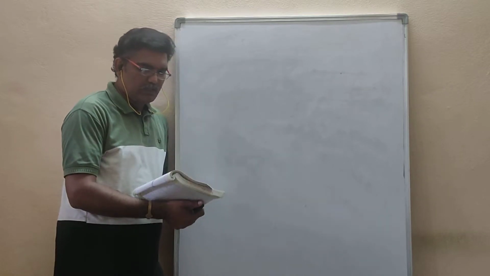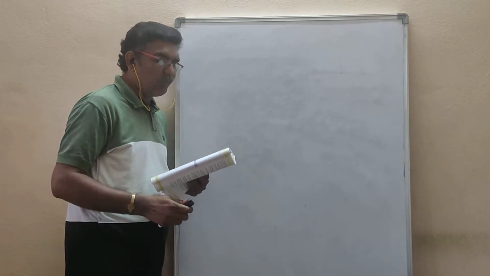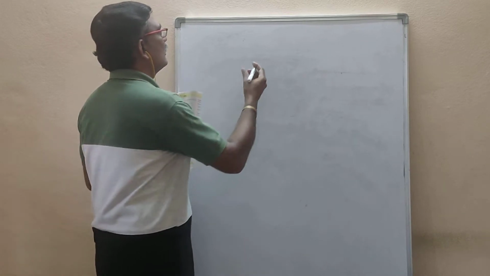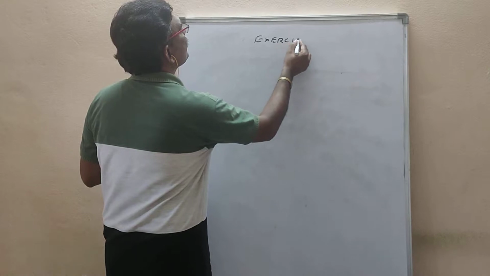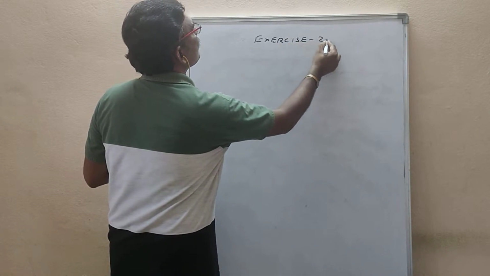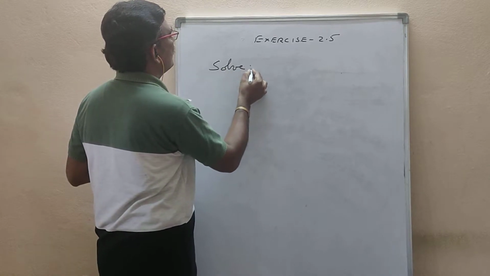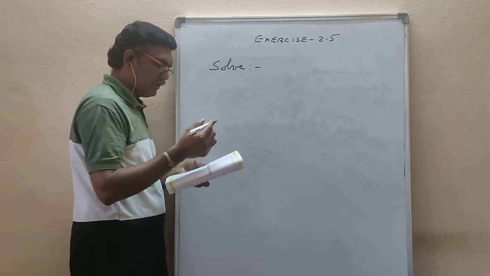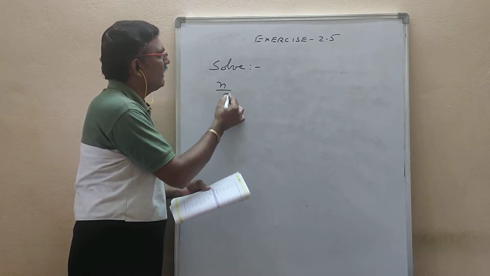Today we'll start exercise number 2.5. Solve the following equations. Solve. So, as you already know, solve means, in the first question, find the variable.